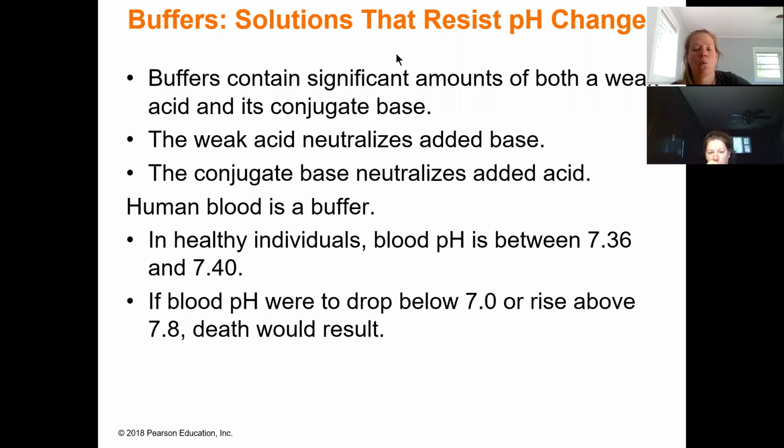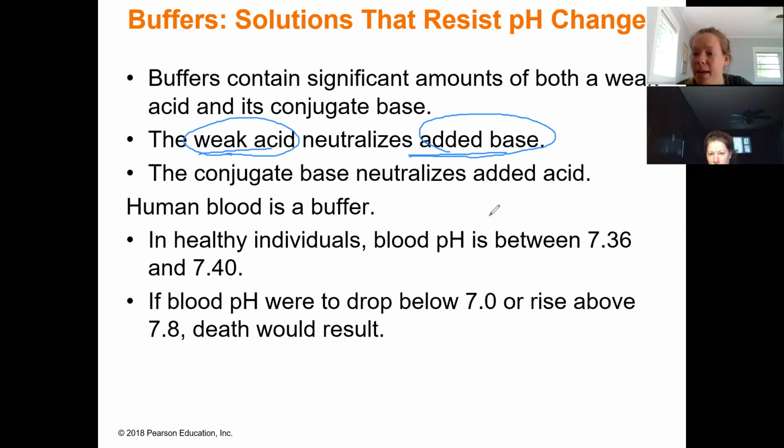So because it contains both the weak acid, which we know doesn't fully dissociate, and its base, anytime I add base, the weak acid will neutralize it. Anytime I add acid, the weak base will neutralize it, and we get a resistance to pH change.